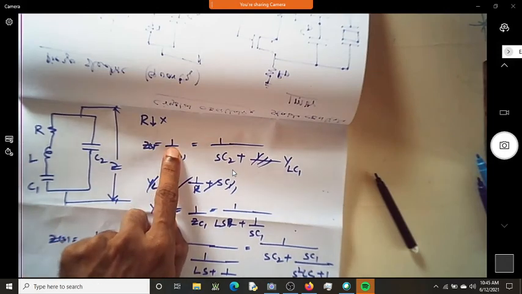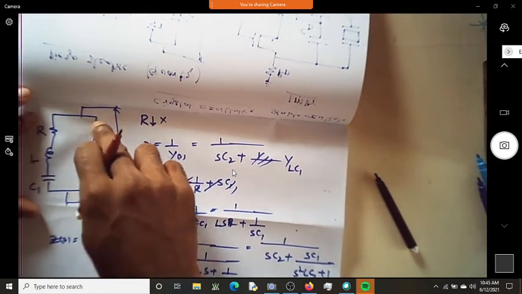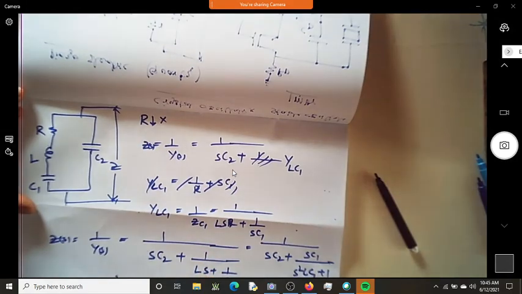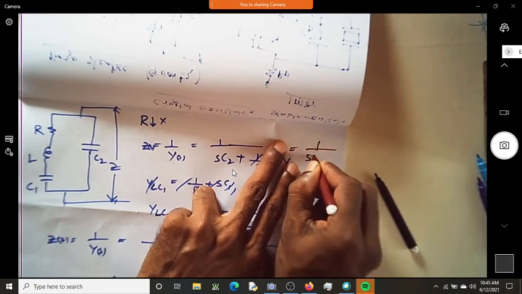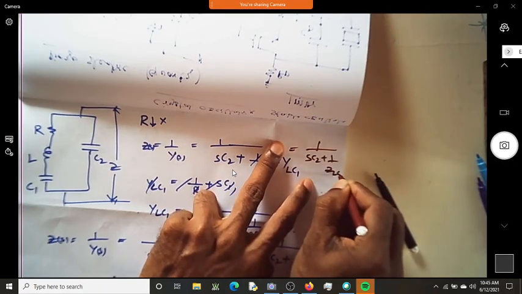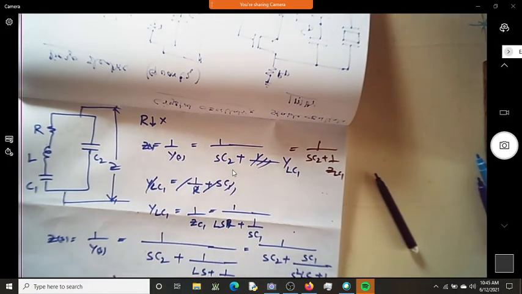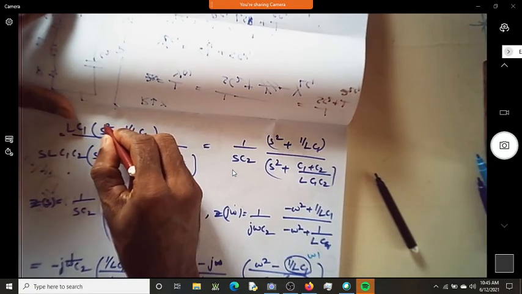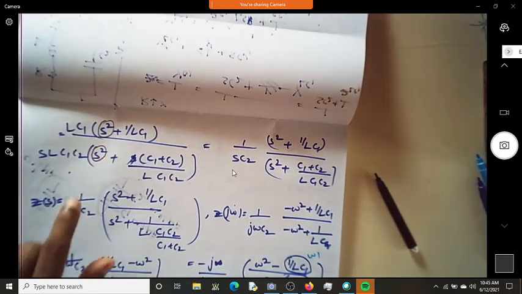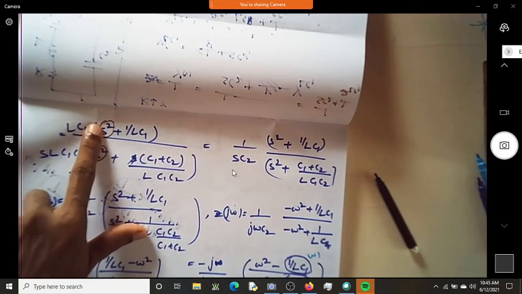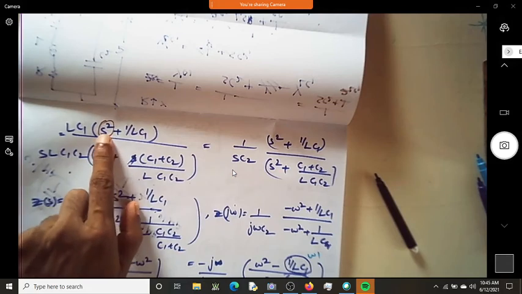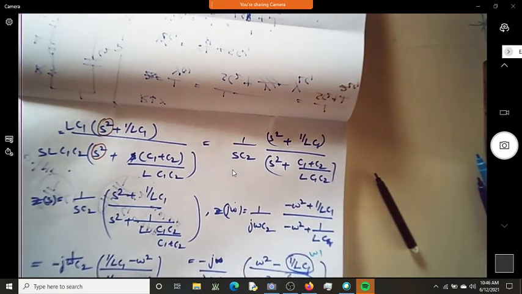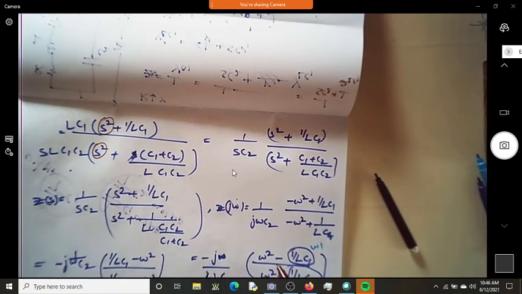Impedance is nothing but 1 over the admittance, which is the admittance of this plus the admittance of this. The admittance of this, I'm writing 1 over the impedance. I can write one more step as 1 over SC2 plus 1 over ZLC1. ZLC1 is nothing but this. Upon doing all these things, one thing we need to keep in mind is that we need to get the coefficient of S square in both numerator and denominator as 1. That is the only requirement. Keeping that in mind, make the coefficient of S square as 1 in both numerator as well as denominator, then you will end up with the desired expression for the impedance, which gives us minus j over omega C2 so and so.